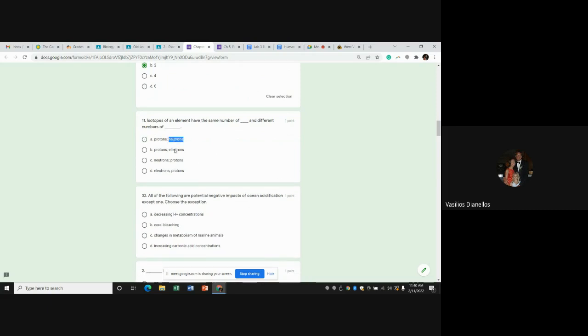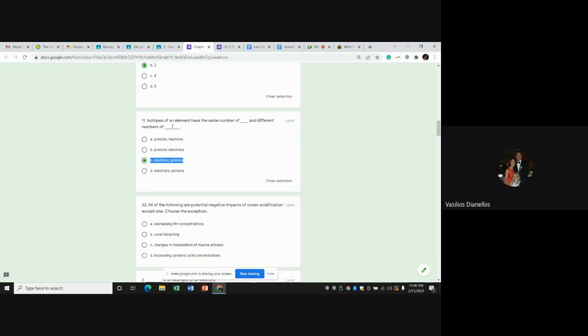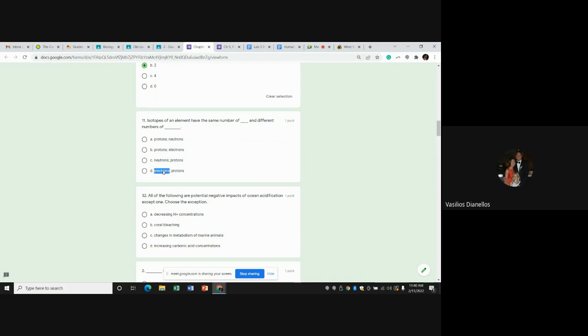Because again, if you were to change the number of electrons, then it would be an ion, not an isotope. If you were to change the number of protons, well, it wouldn't be the same element. Let's just leave it at that.